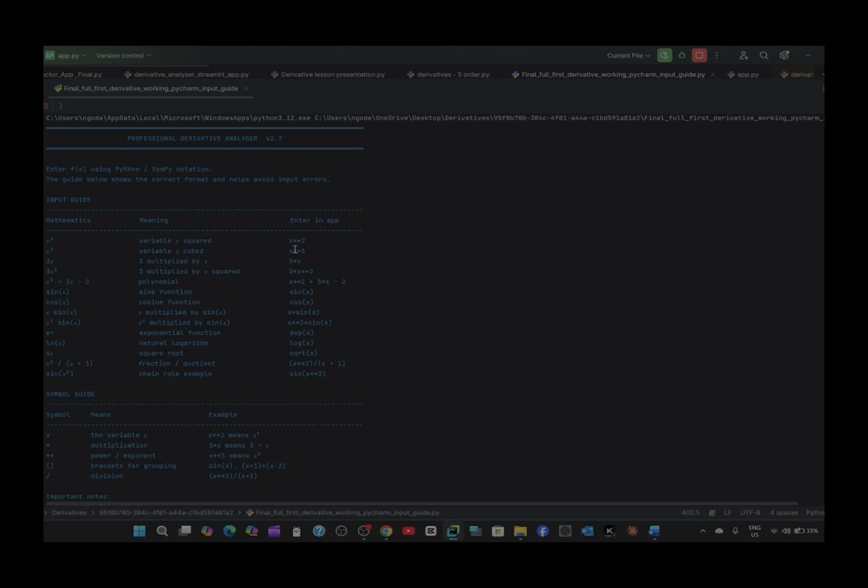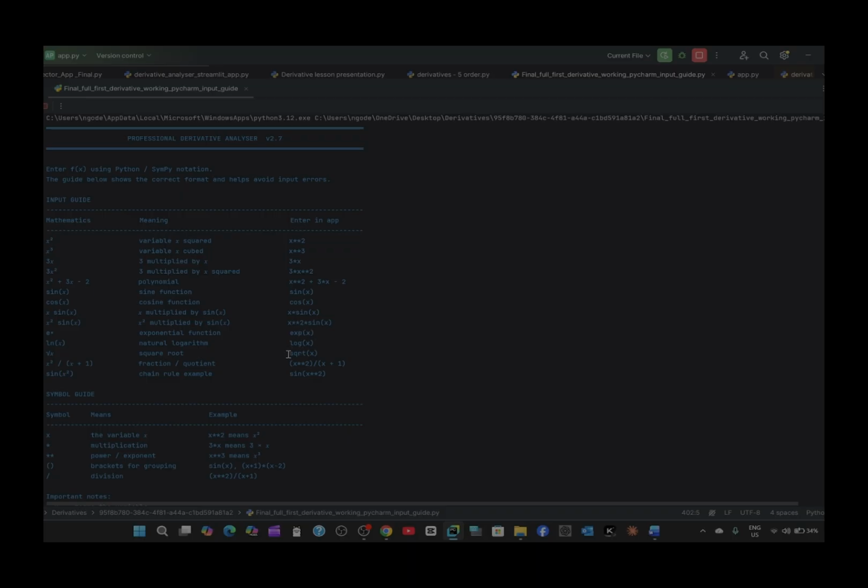x cubed is x star 3. 3x is 3 times x, with the star there. 3x squared could be 3 times x squared. For a polynomial it's the same thing: x squared plus 3x minus 2 is x star 2 plus 3 star x minus 2. For sine x, you can put sine x. For x times sine x, put x times sine x as the input. The program is structured in a way that the computer can read all of this.